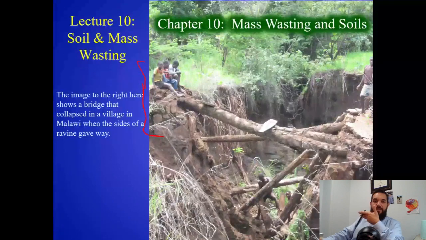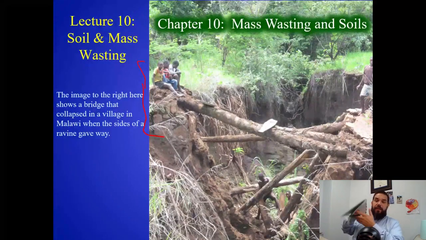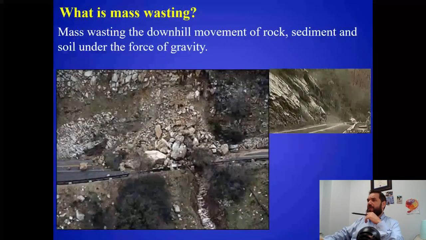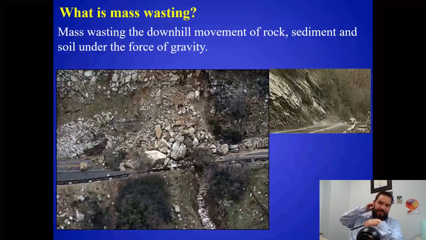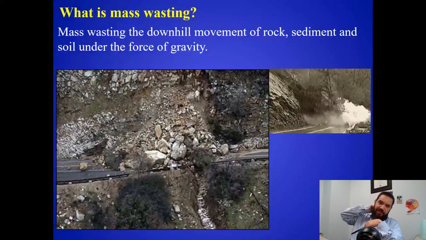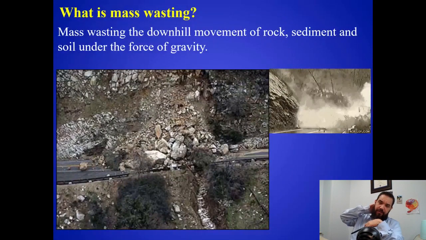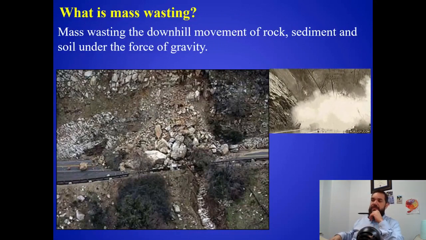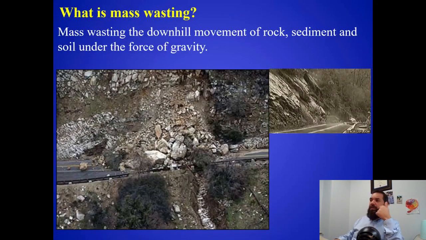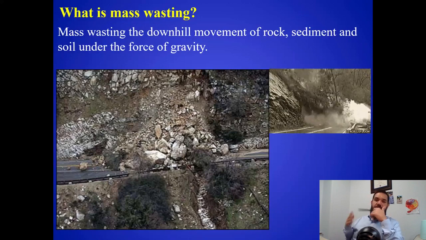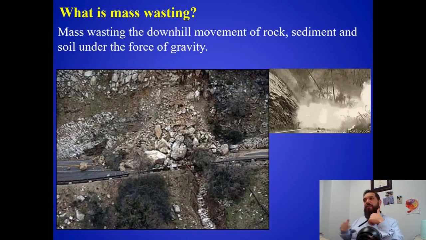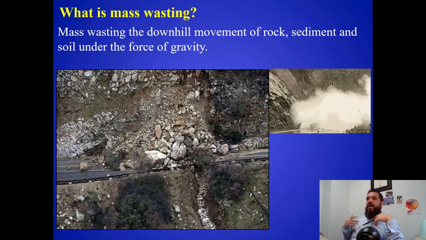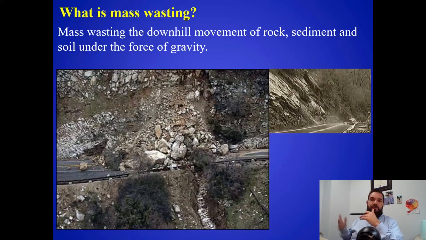We're talking about mass wasting, and we're talking about soil and soil erosion and things like that. So first of all, what is mass wasting anyway? What does that even refer to? Colloquially, you might have heard things like landslides and stuff like that. That is a form of mass wasting. Mass wasting is just, well, you see the definition right up there on the screen. It's the downhill movement of rocks, sediment, soil under the force of gravity, okay?